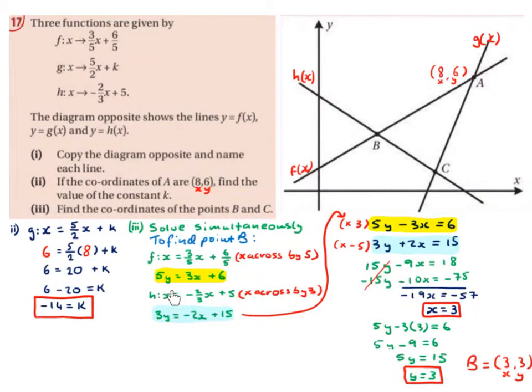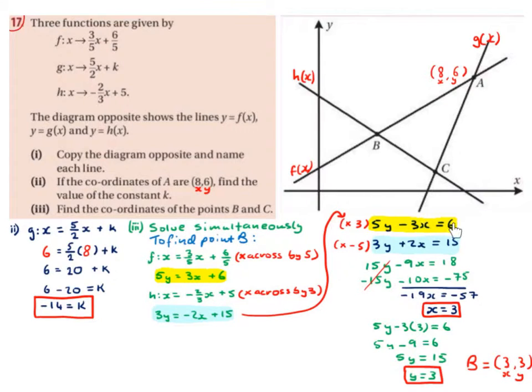Then we're going to take h of x and we're going to multiply across by 3 to get rid of the fraction. So h of x we know is really y. y multiplied by 3 is 3y. Minus 2 over 3x by 3 is minus 2x. And 5 by 3 is 15. So now we have two equations and we're going to solve them simultaneously.